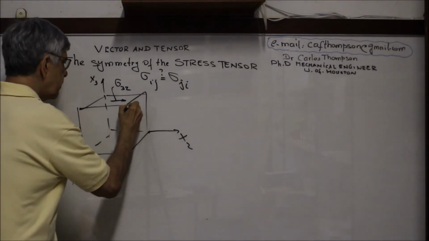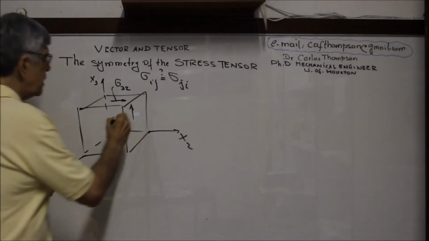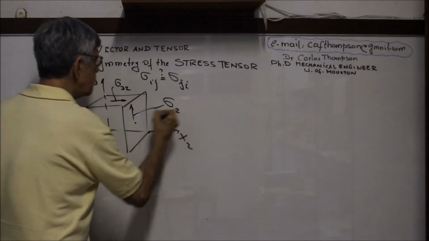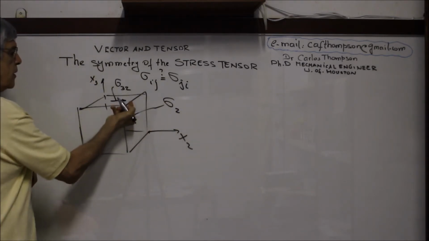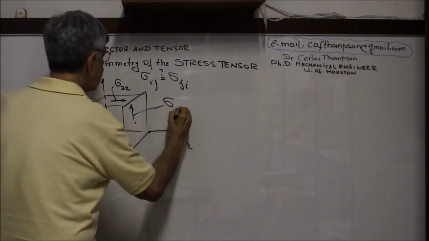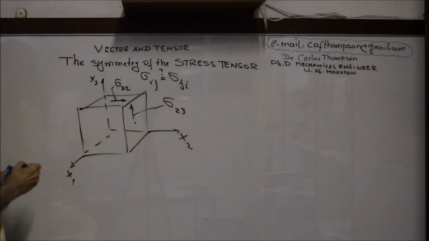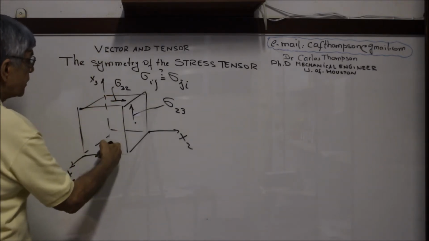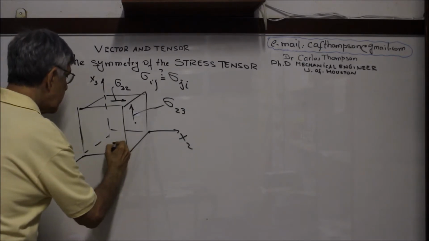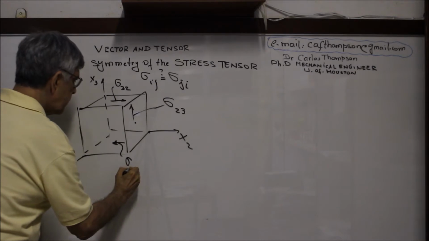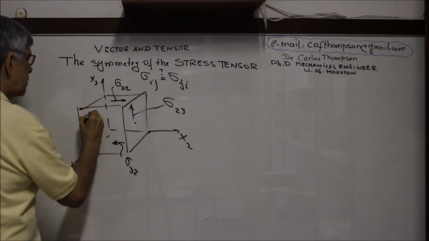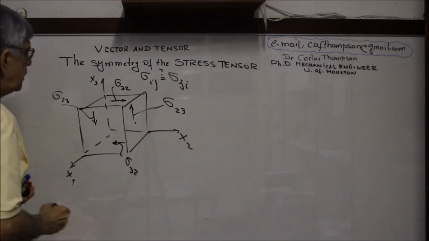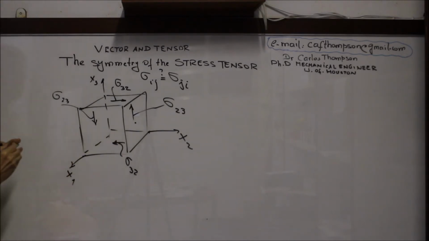Now let's consider this shear stress. You see, this is perpendicular to x2, so this is sigma 2, and now the positive direction is x3, so this is sigma 2 3. Now on the opposite face we have here sigma 3 2, and on the other side is sigma 2 3.